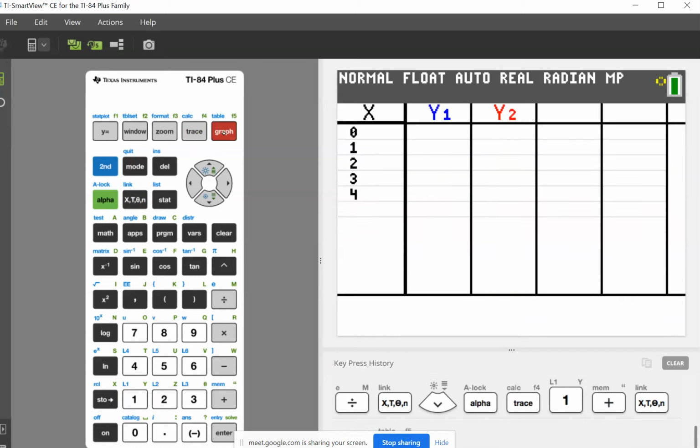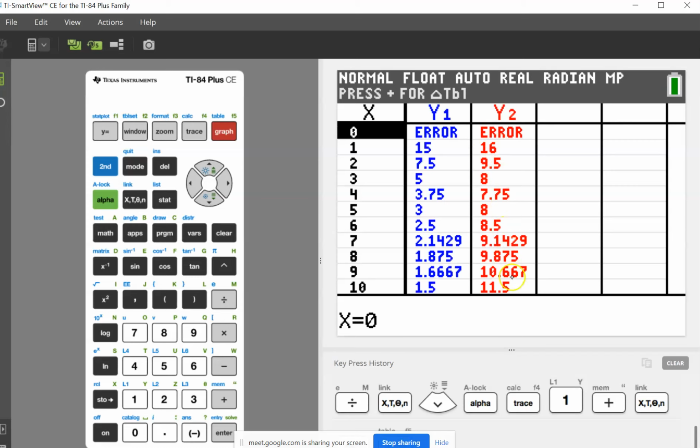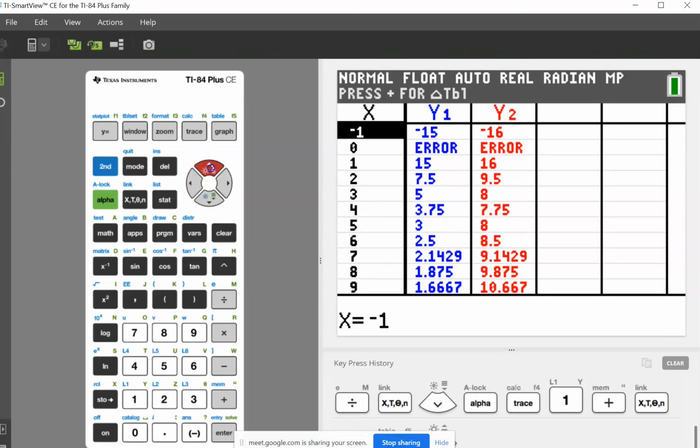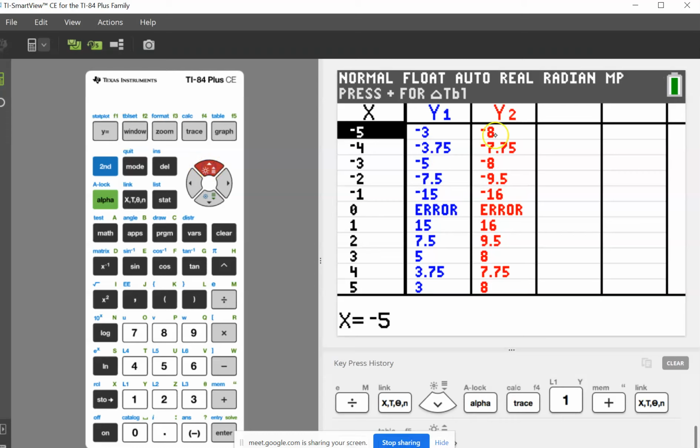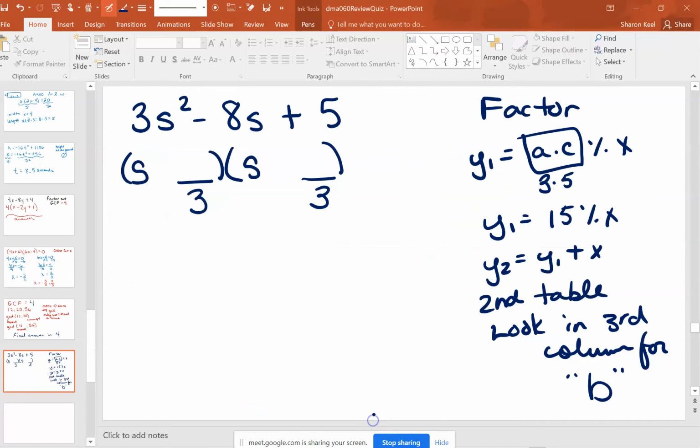Second table, our middle number, we're going to look in the third column, but keep this cursor, the black bar, here on the first column. I don't see any negatives. I cannot use the positive 8s. It will give me wrong answers. So I'm going to scroll up and see if I can find, there we go. There's our negative 8. So we have a negative 5 and negative 3. Same thing here, negative 3, negative 5. They're both negative. So we're going to have s minus 3 and s minus 5.